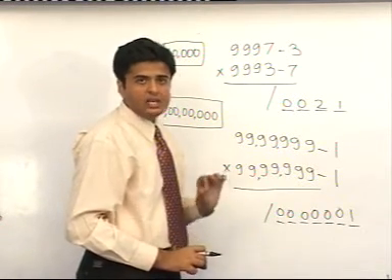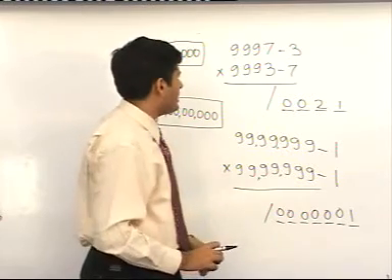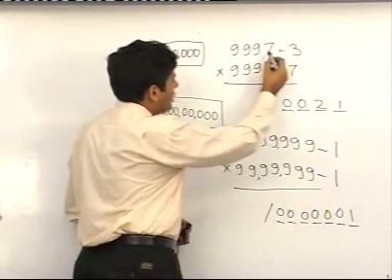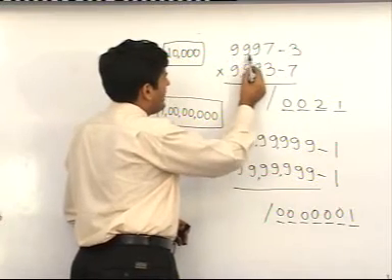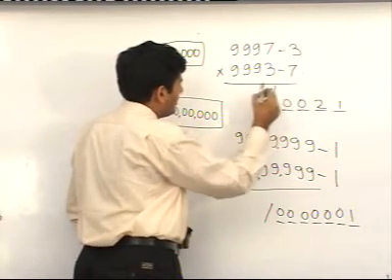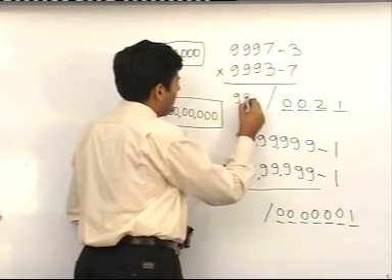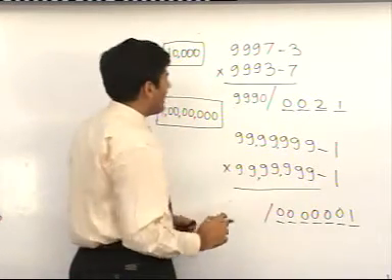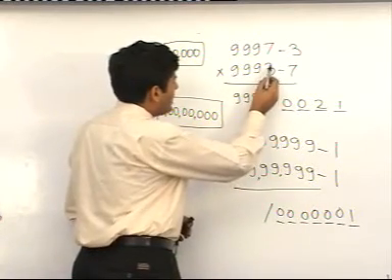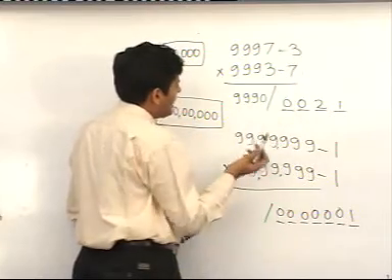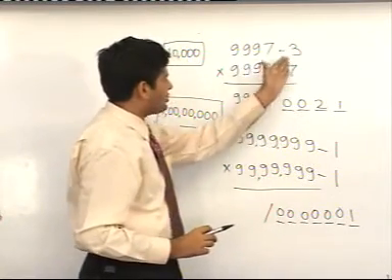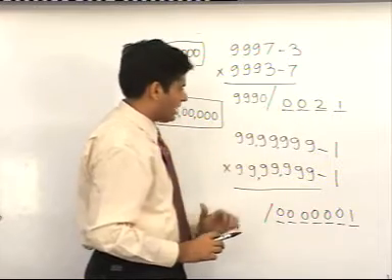That's step D. Step D says find the cross answer. So in this case you will have 9997, cross we will take. So 9997 minus 7, that is 9990. Alternatively we can take 9993 minus 3. Again it will give us the same answer. So you can take it this way or this way, the answer will always be the same.